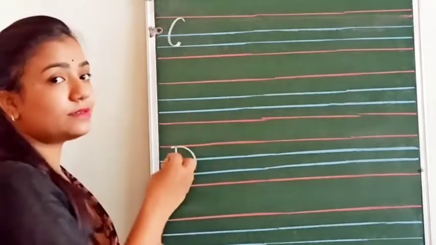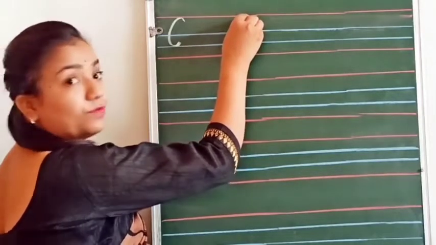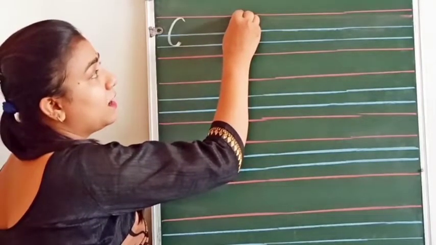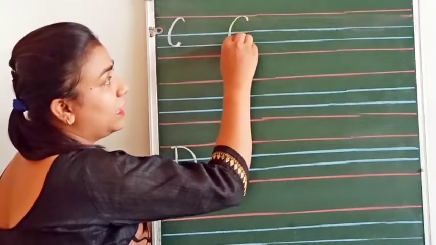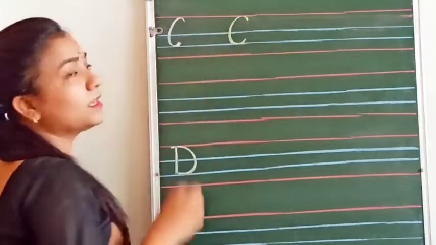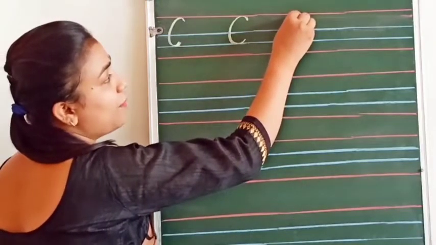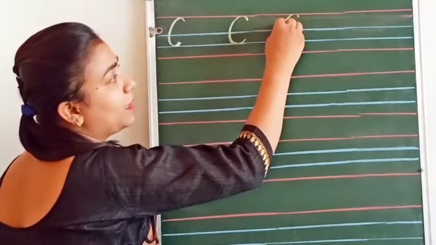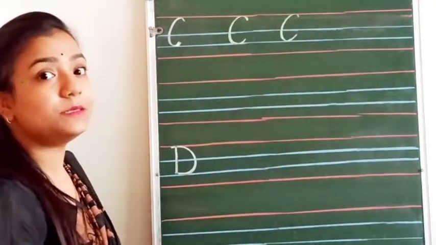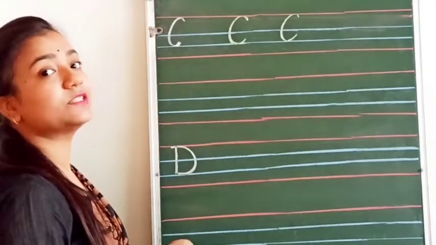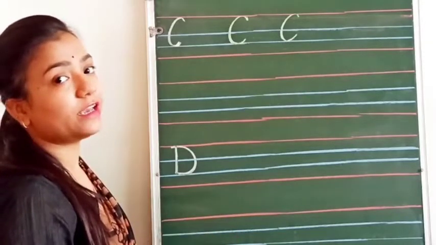So let's draw. We will start from the top. Then make a curve and touch the 3rd line. This is letter C. Starts from the top, come down, make a curve and touch the 3rd line. This is letter C, capital C. C is for cat. C is for caterpillar. C is for cake.